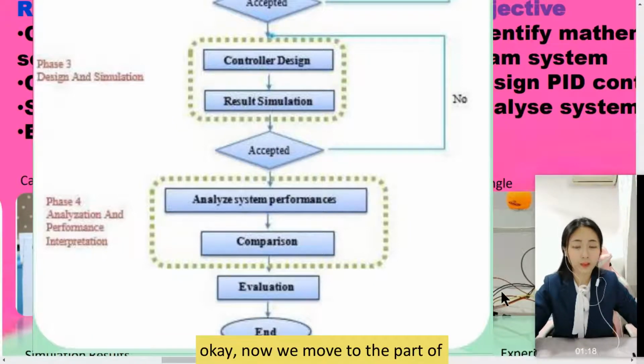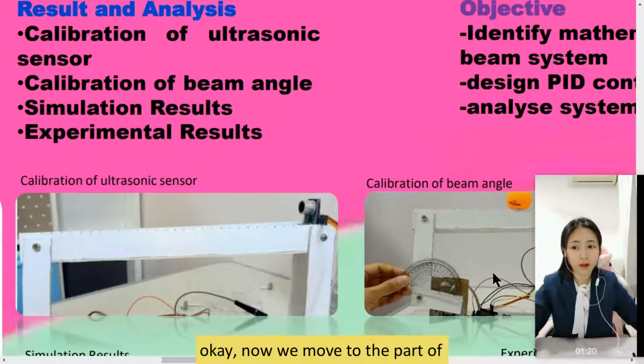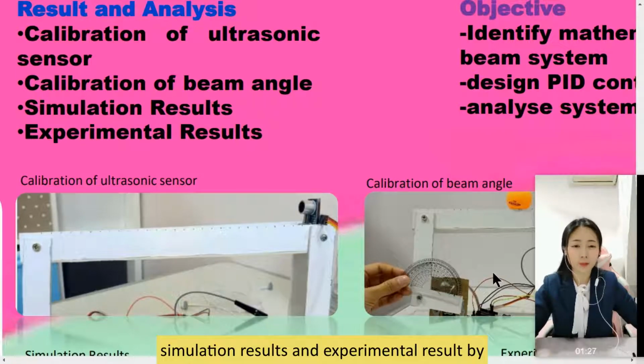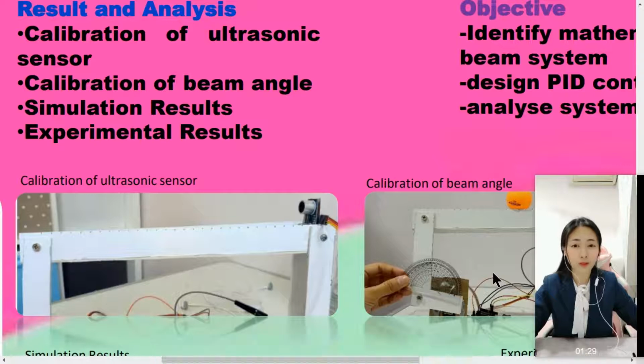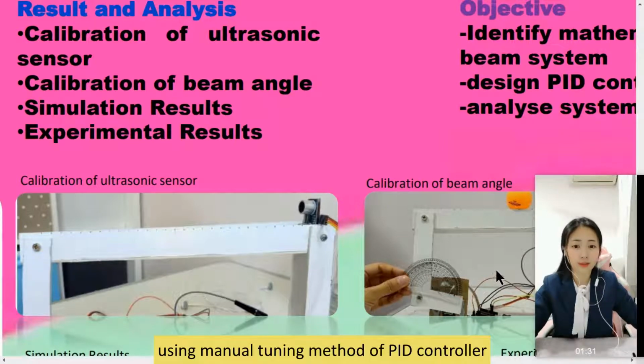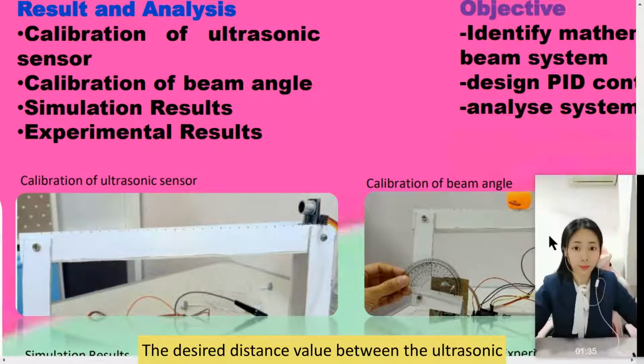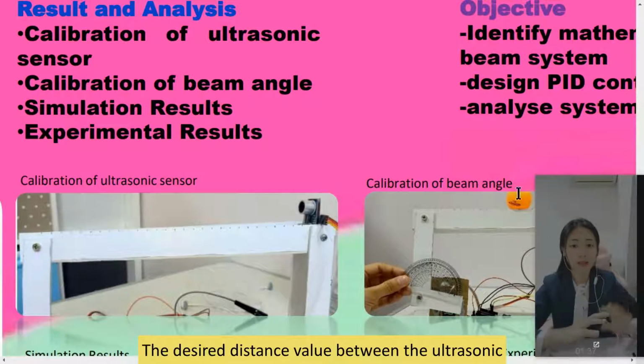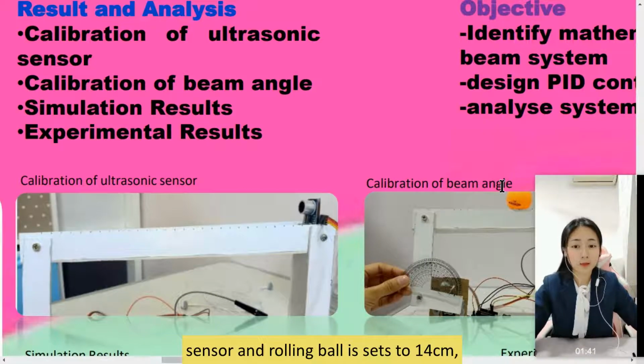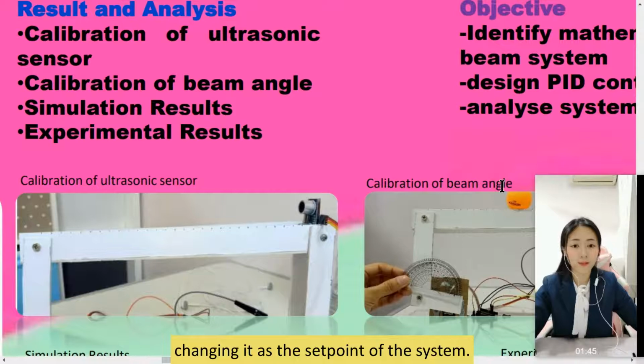Okay, now we move to the part of results and analysis. This part demonstrates the simulation result and experimental result by using the manual tuning method of the PID controller in MATLAB software. The desired distance between the ultrasonic sensor and the rolling ball is set to 14 cm. Of course, this value could be modified by changing the set point of the system.